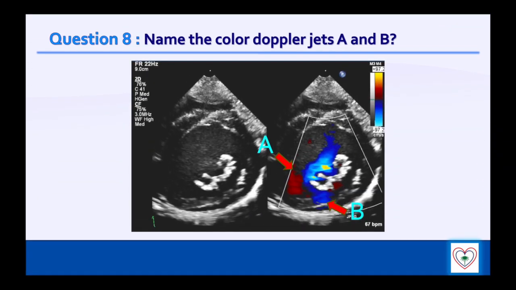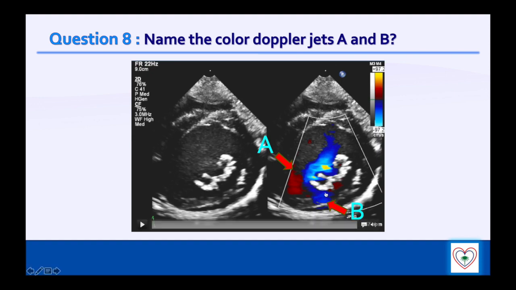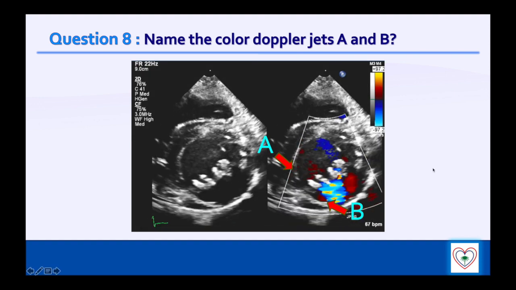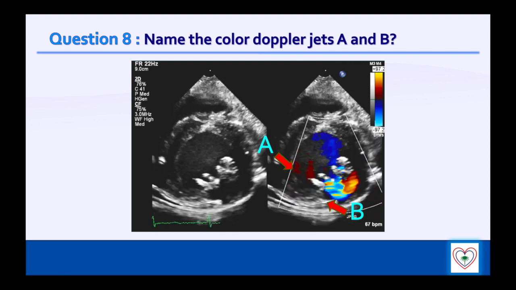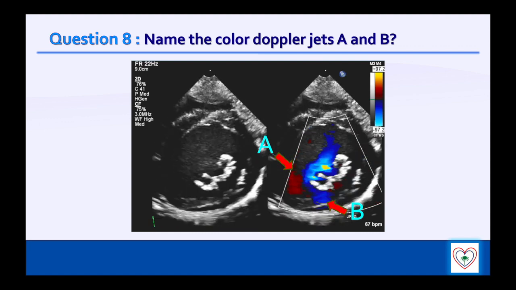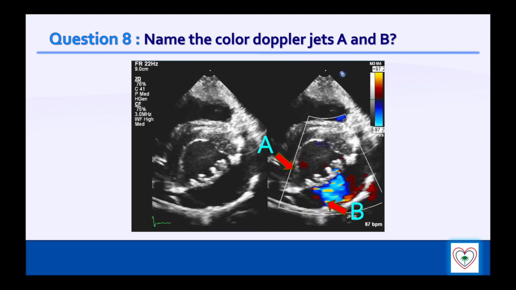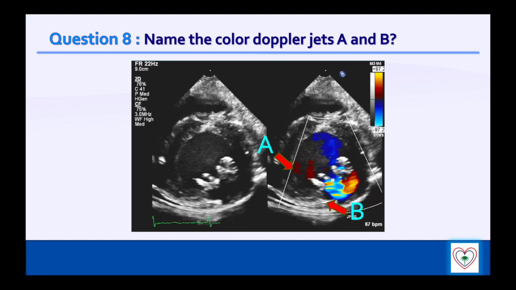This is an interesting question. We have two color Doppler jets, and I would like you to mention what these two color Doppler jets are. The first one is labeled as A, the second one is labeled as B. So what do you think about these two color jets? If you notice, one of them is in systole and the other one is in diastole.